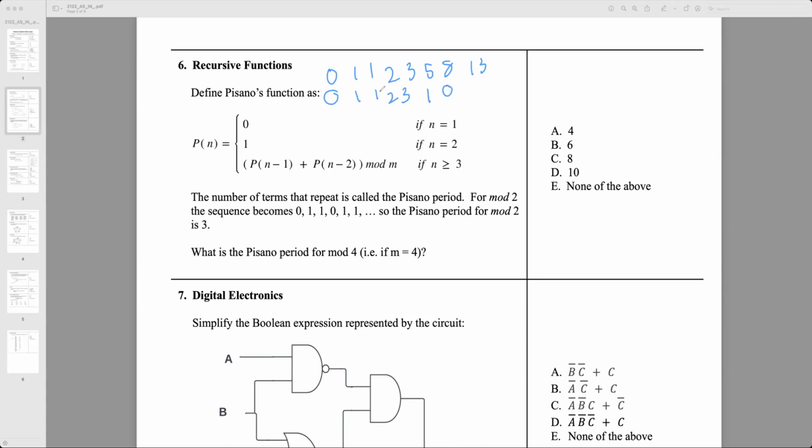And that's 1, 2, 3, 4, 5, 6, up to here. Why do I stop at 6? Because the pattern starts again afterwards. It's going to be 0, 1, 1, 2, 3, 1, and so on and so forth. And since that pattern repeats itself, we know the Pisano period is just this.